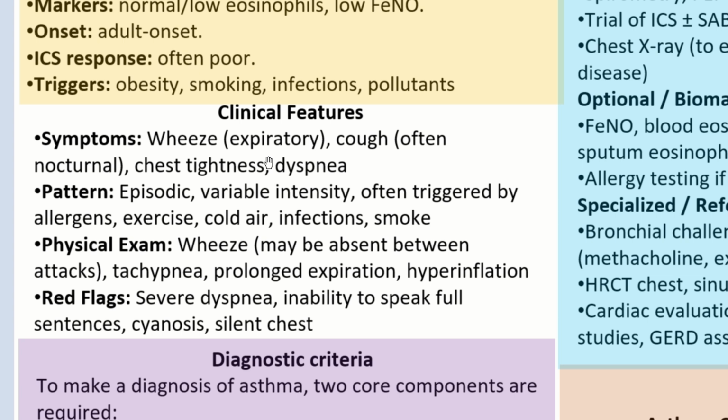Then on physical exam, most of the time, if a patient is not having an attack, they may be normal. But during an attack, we may see a wheeze. They may have tachypnea, tachycardia, prolonged expiration, hyperinflation, and many other things. And when we see things like severe dyspnea, inability to speak full sentences, cyanosis, or a silent chest, those are very, very strong red flags, and they're telling you that this is a very severe asthma attack.